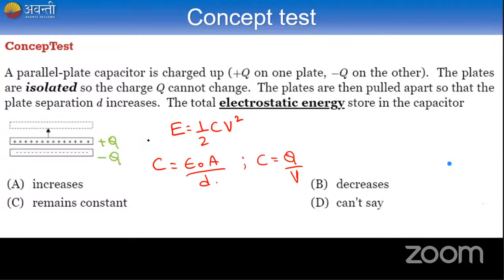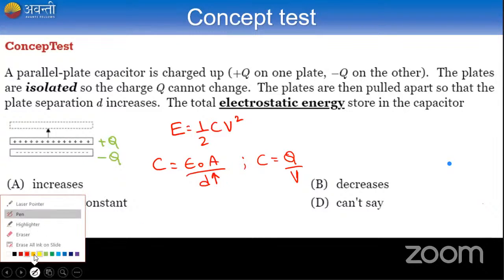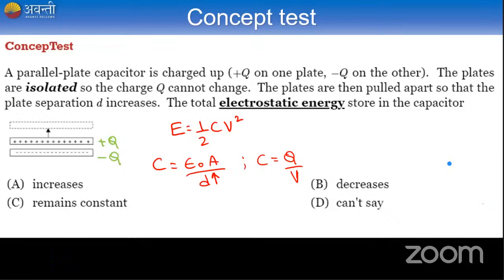Please listen carefully. So what's happening? The separation between the two plates is increasing now, guys. Please try to reply in your chat box. If the distance between the plates increases, what happens to the capacitance? Yes, obviously my capacitance should decrease. So if my capacitance is decreasing for a given amount of charge Q, what happens to the potential?